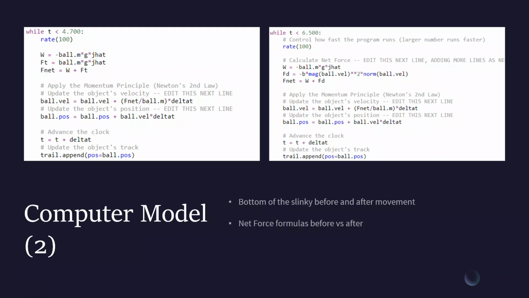And so this time the net force is the weight plus the drag force, and the formulas are also listed here, and I utilized again the velocity update and the position update formulas, and I also advanced the time. And so you can see here that the net force formulas differ from each other based on whether the slinky was motionless or not.